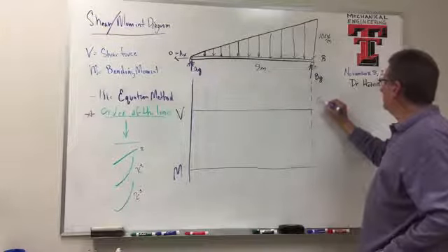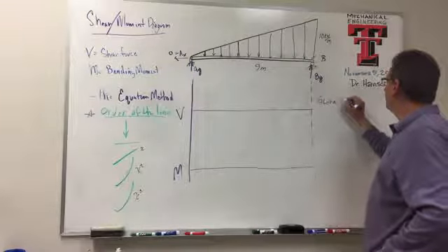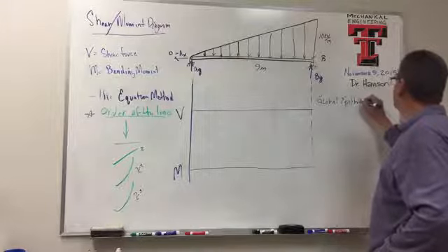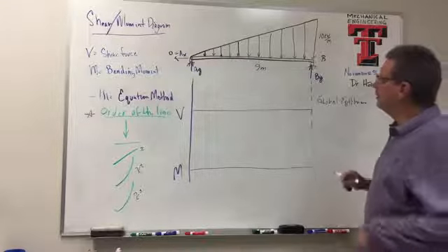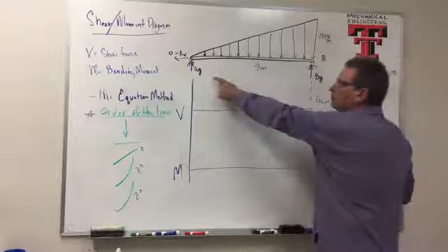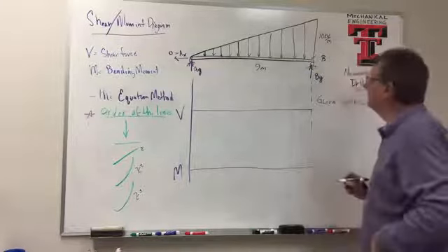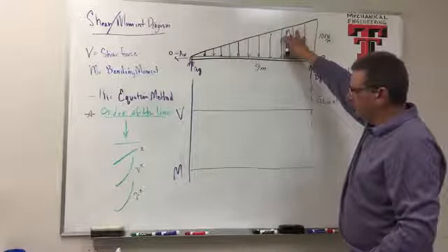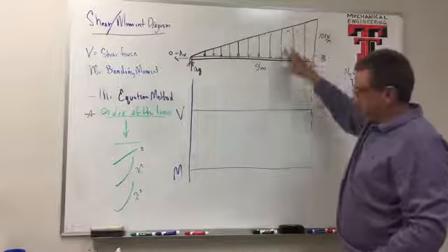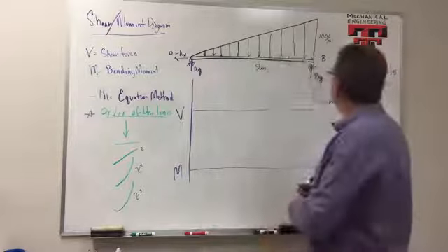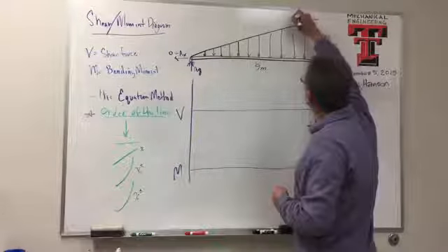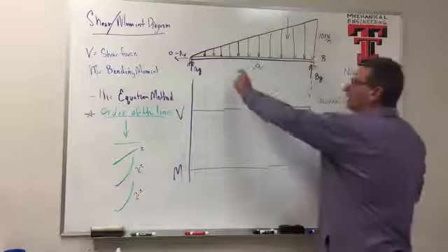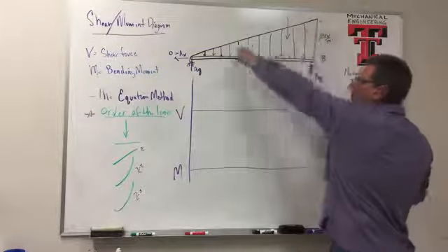Global equilibrium means just find out what's going on where this is hooked to the world here. What I'm going to do is change this distributed load into a concentrated force. I'll make it blue. The concentrated force is here. And how do I find that? Well, I just find the area of this shape here.